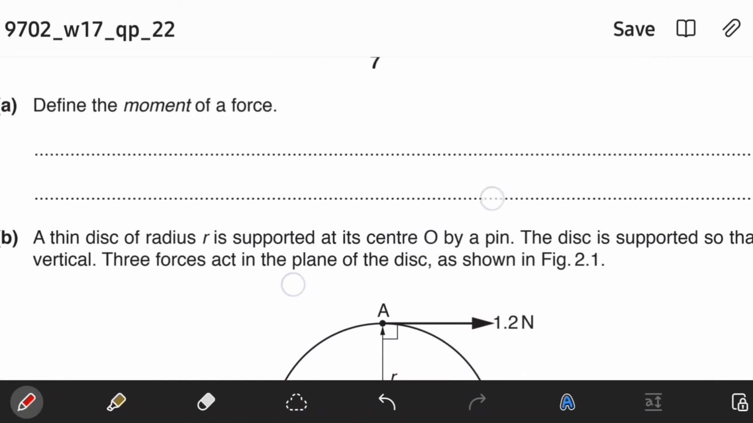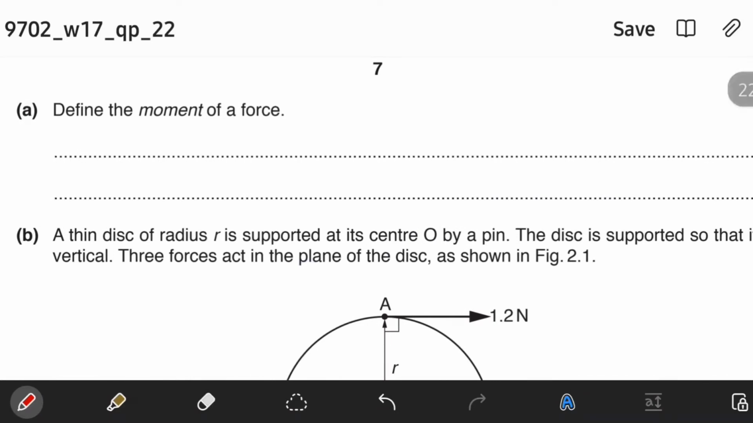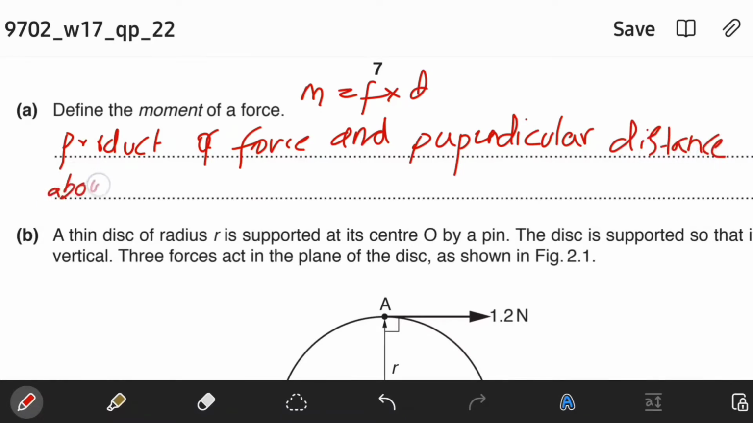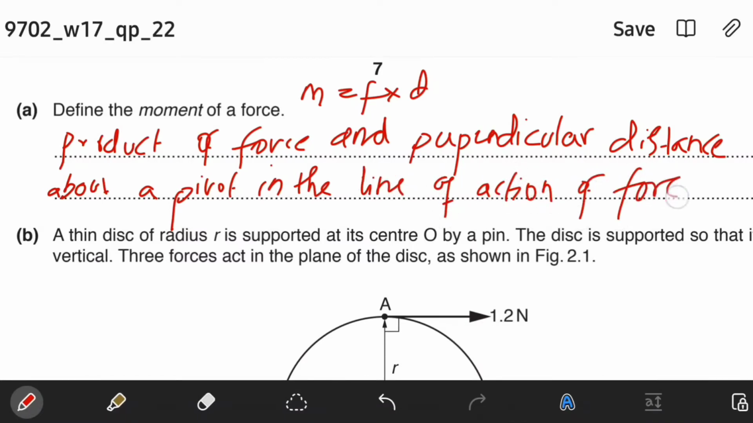Okay, so to find the moment of force, remember this formula of moment, F into D. Moment is basically the product of force and perpendicular distance about a pivot in the line of action of the force.